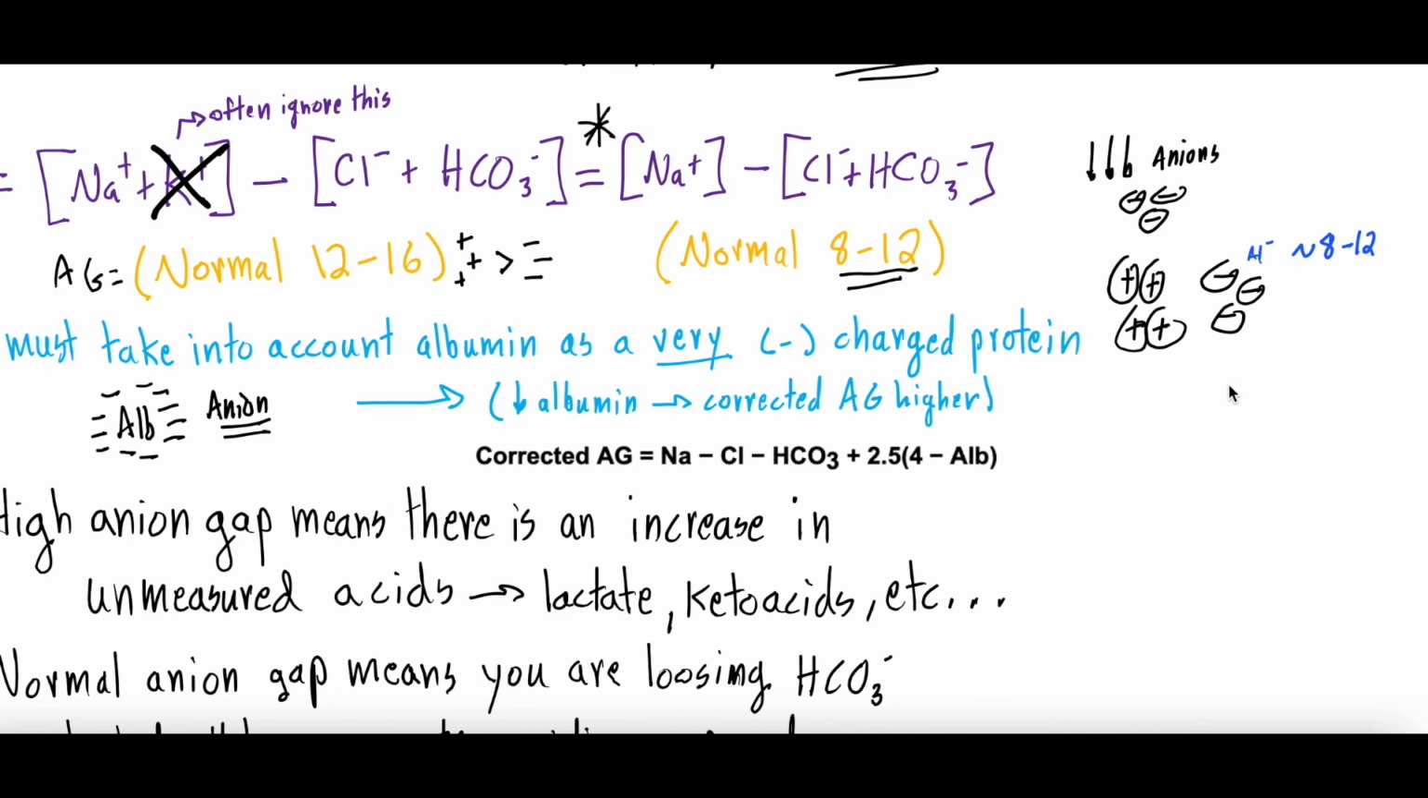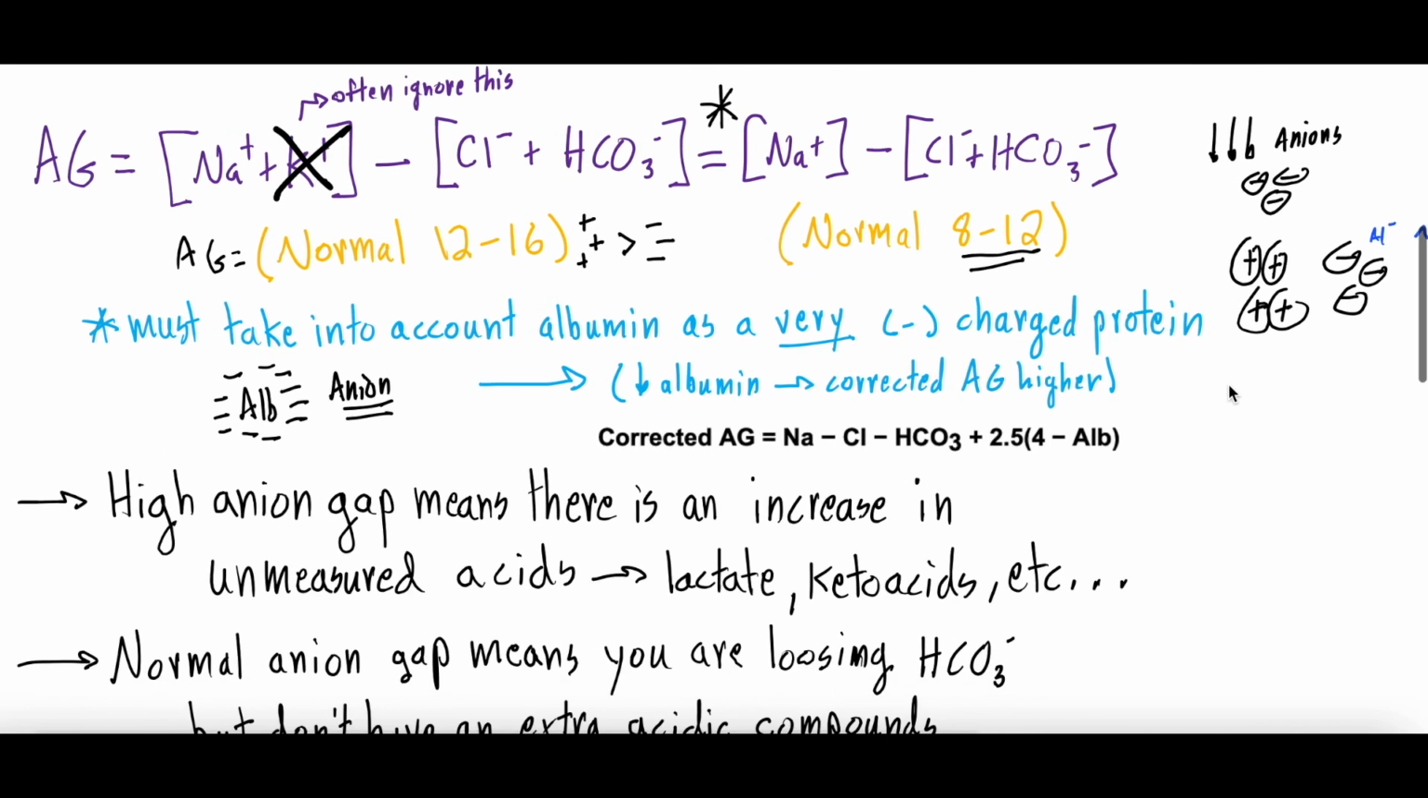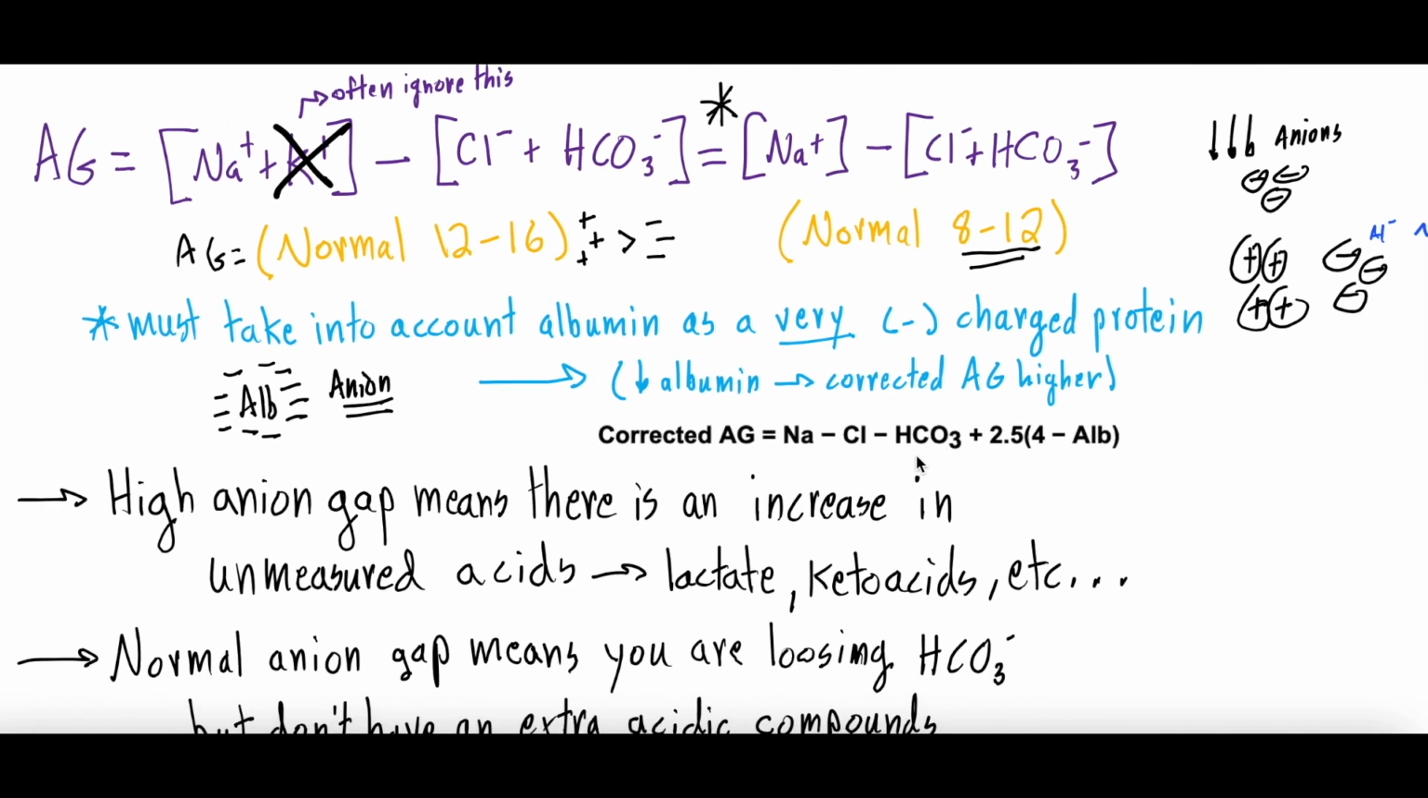So you always have to correct for low albumin. The correction equation is this: sodium minus chloride minus bicarb plus 2.5 times 4 minus albumin. 4 is the normal albumin concentration. So it's essentially the anion gap equation, but then you just put a little addendum here, 2.5 times 4 minus the albumin. So if the albumin is 2, normal albumin is 4, 2.5 times 4 minus 2, which equals 2 times 2.5, which is 5 total. You'd add that onto the anion gap.